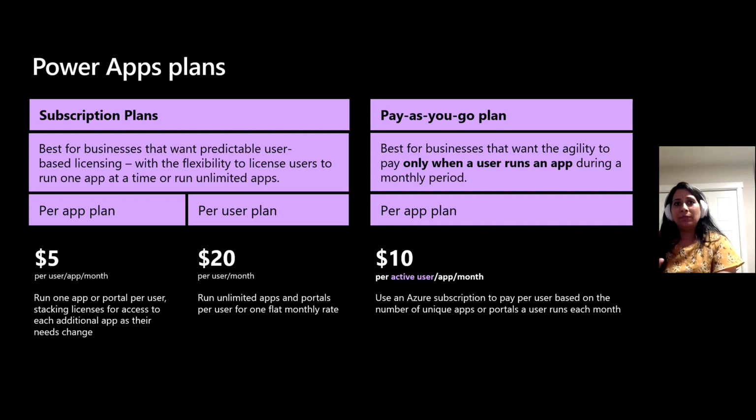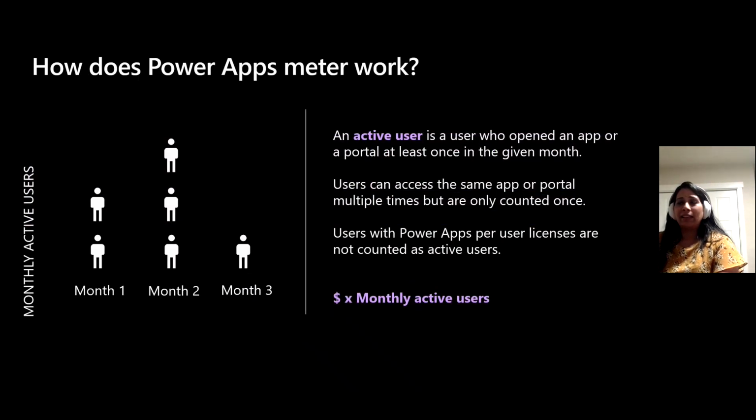The pay as you go plan is pretty much a postpaid version of the per app plan. It is $10 per active user. An active user is somebody who opens an app in a month. So if the same user opens that app multiple times in a month, you'll still see the same $10 charge. But if the user opens a different app or a different user opens this app, you will see a separate charge.